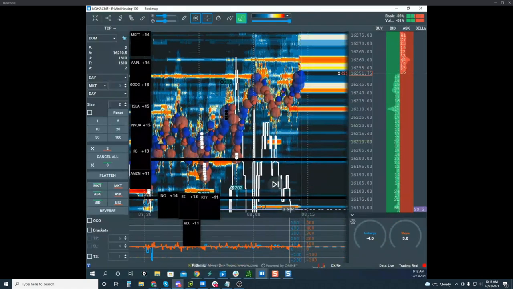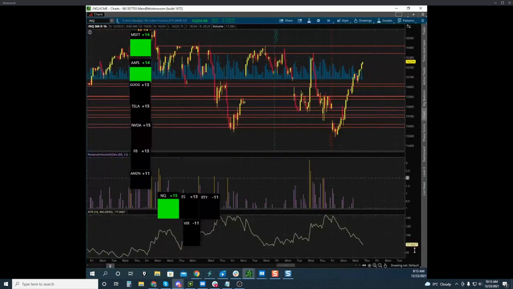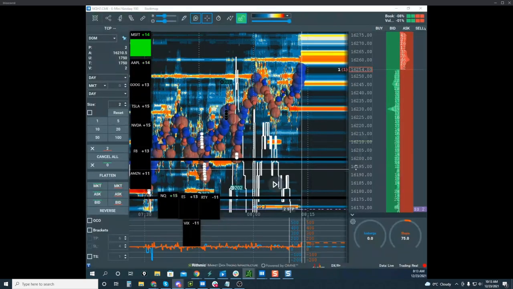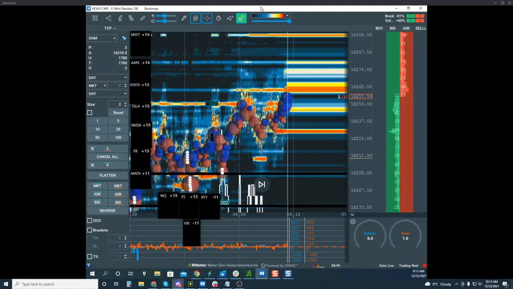So the two exit points that I use is, one, I'll get out of half of my position at an hourly ATR. So you can see that's 77 points. So I'll go 77 points from the top of the zone. You can see it's at 16.2. So at 16.277, I will get out of one no matter what.